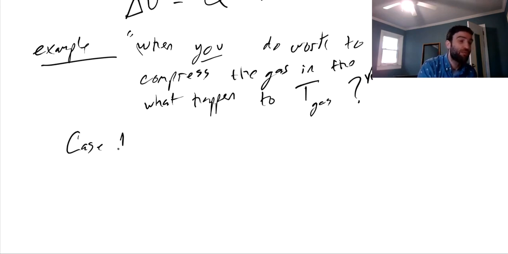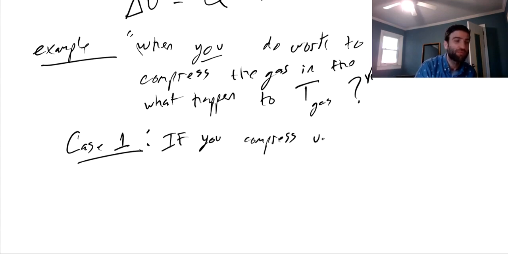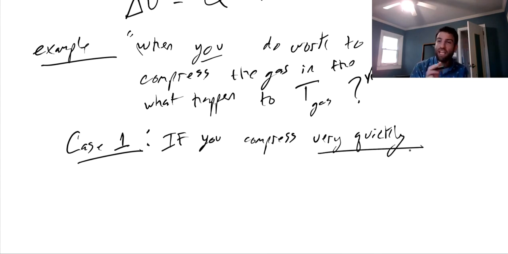Case one is if you compress the gas very quickly. If you compress the gas very quickly, there's no time for any of the mechanisms of natural heat transfer to operate. And so heat can't easily flow from the gas back out of the system. There's no time for heat to flow.